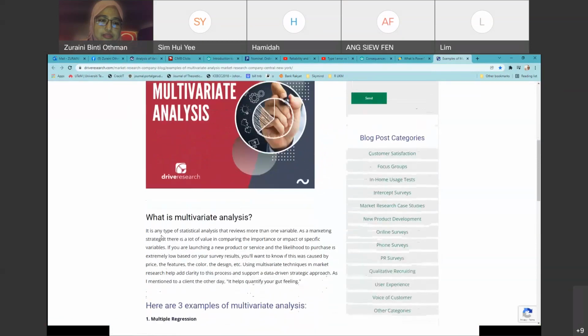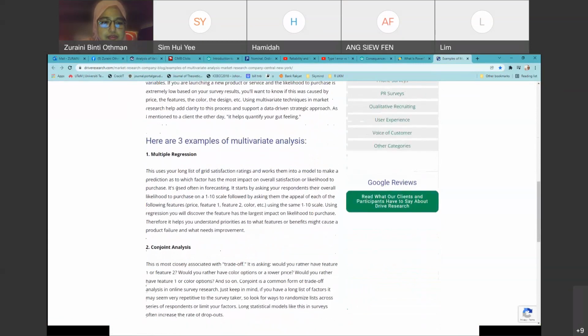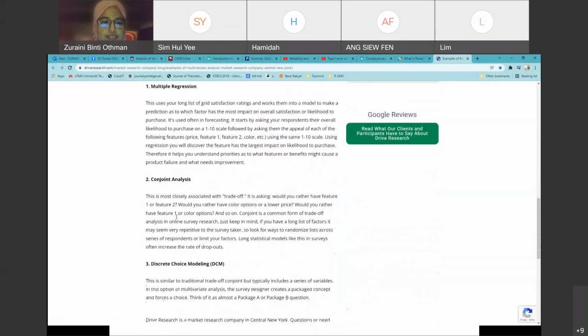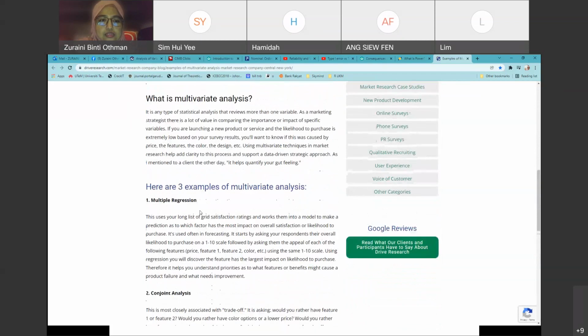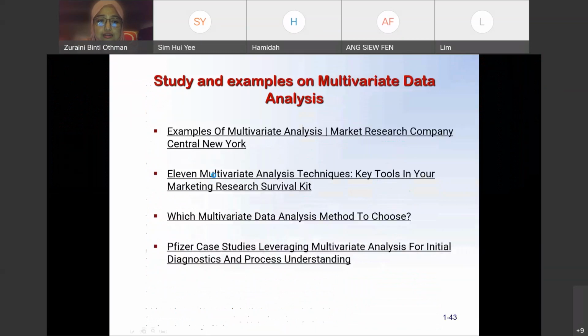This is 3 examples: multiple regression, conjoint analysis, and discrete choice modeling. These are the 3 examples of multivariate analysis that they use. And next is 11 multivariate analysis techniques.